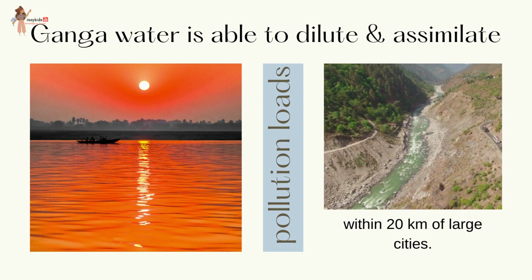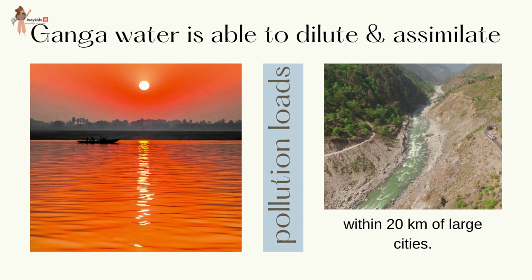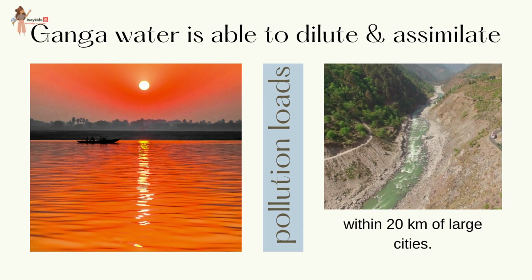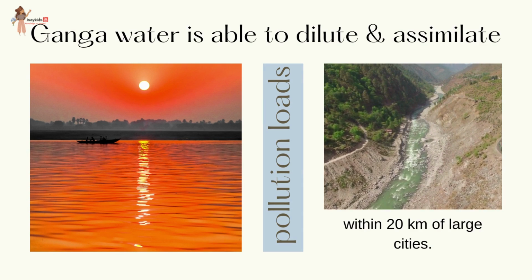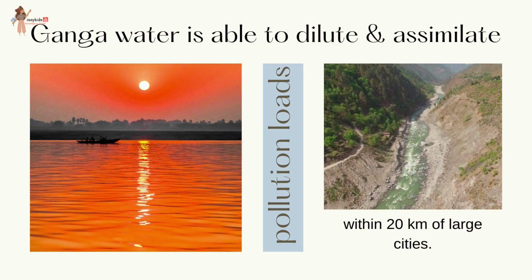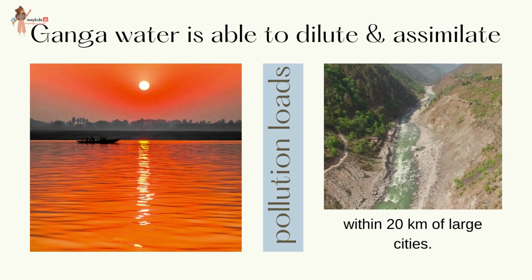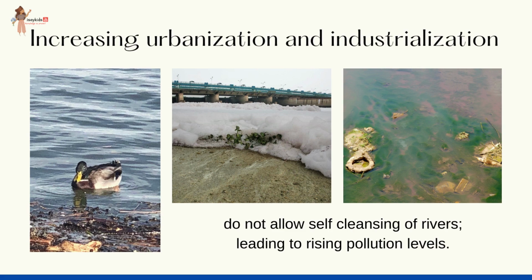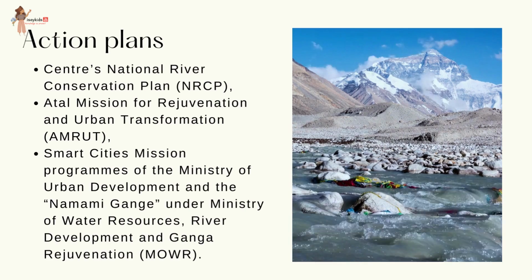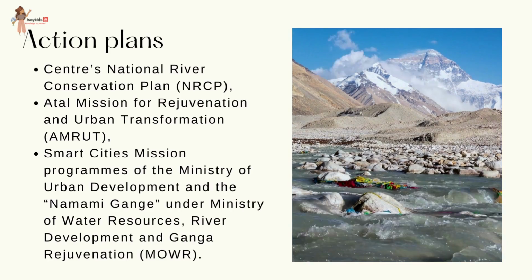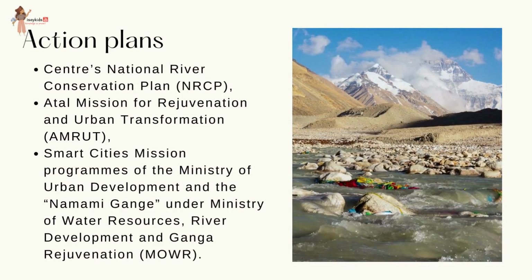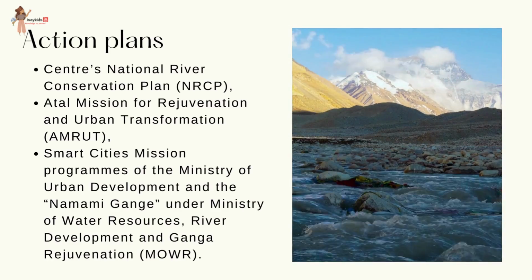For example, given adequate stream flow, the Ganga water is able to dilute and assimilate pollution loads within 20 km of large cities. But the increasing urbanization and industrialization do not allow it to happen, and the pollution level of many rivers has been rising. Concern over rising pollution in our rivers led to the launching of various action plans to clean the rivers.